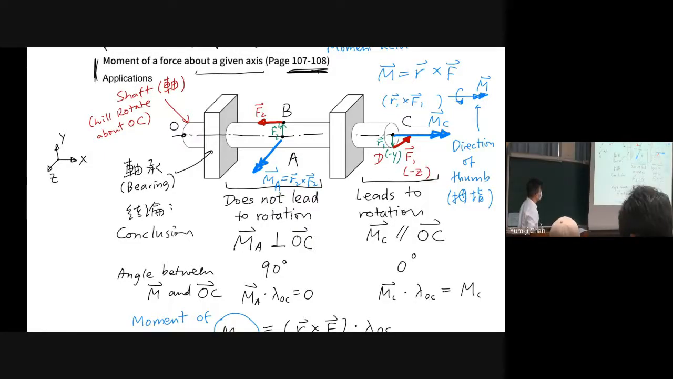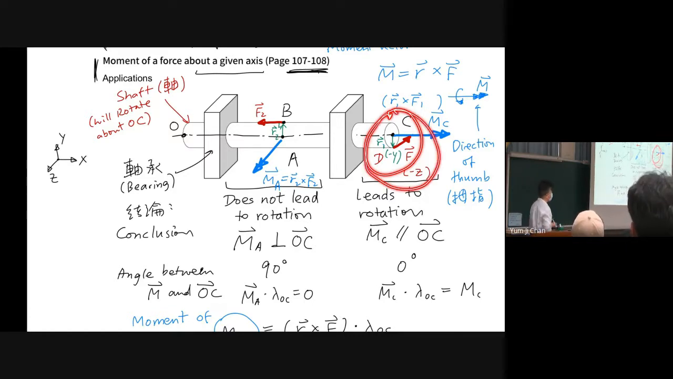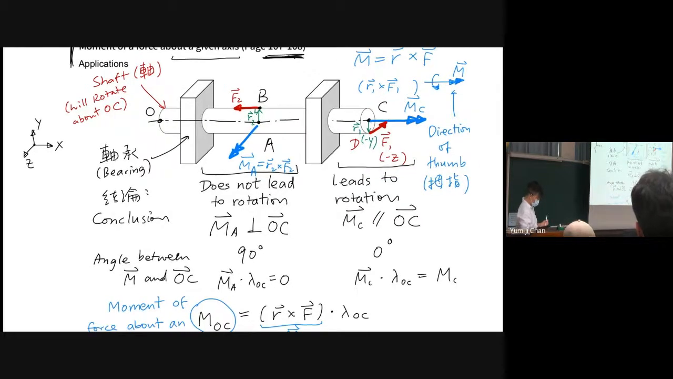So first, take a look at my updated figure here. The vector R, the moment arm, is going towards the negative y direction, and the force F is going towards the negative z direction. Now, we discussed the difference between these two forces. For F1, because F1 is going towards the negative z direction, the moment vector MC is going along the axis.